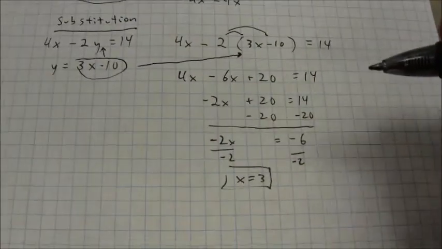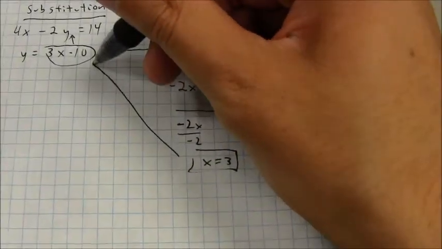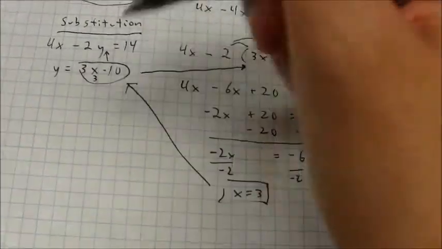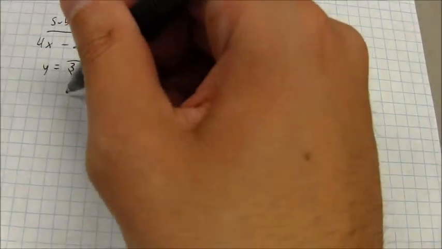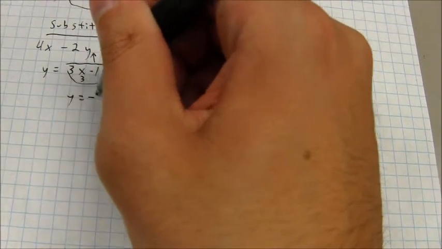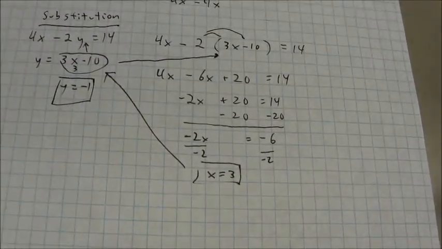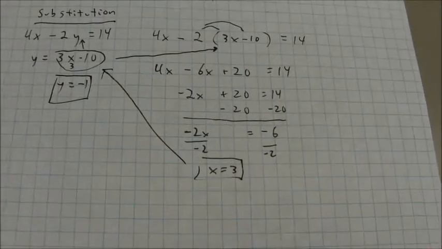And now I can use substitution again. I know that if x is equal to 3, I can put it back up here in for x. 3 times 3 is 9, minus 10 tells me that y is equal to negative 1. And so those are my two solutions to my system of equations.